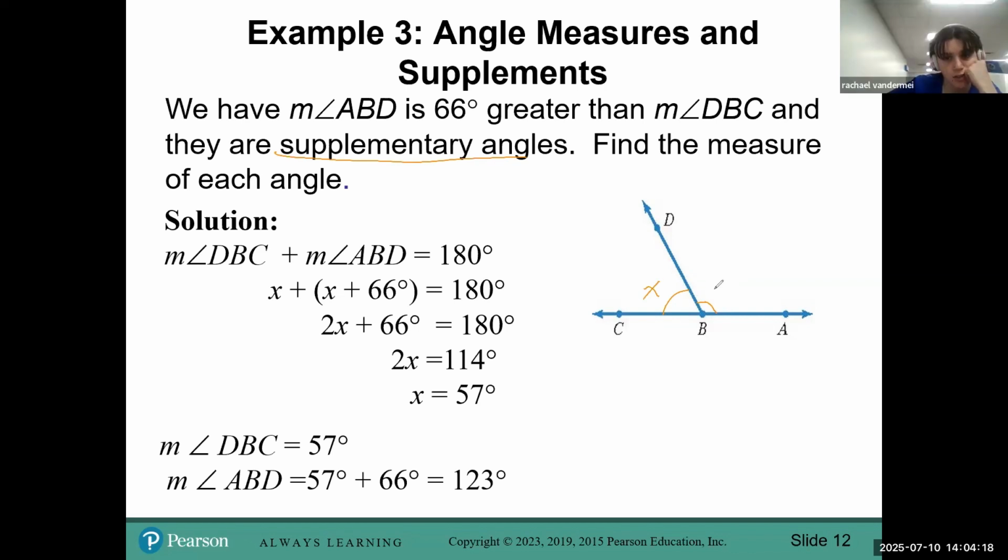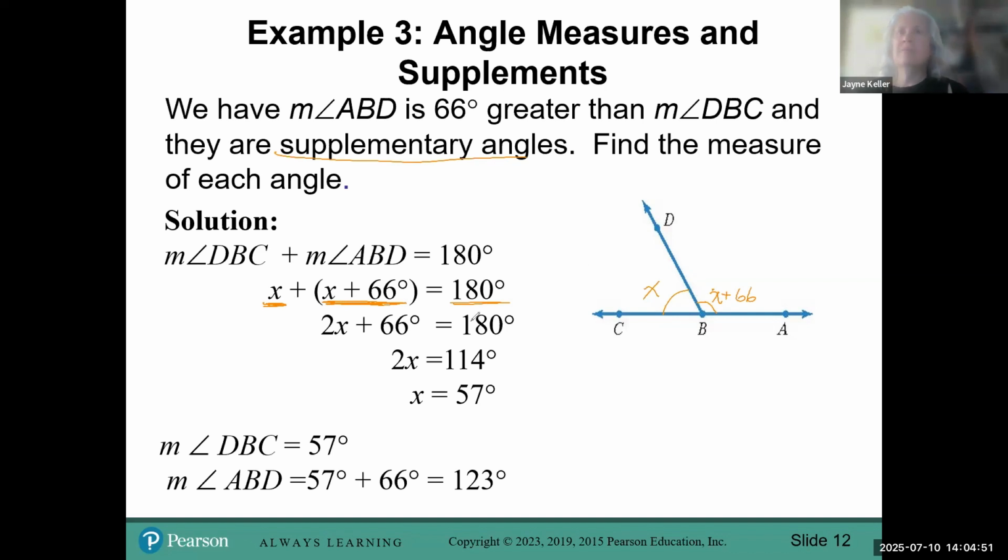If it's 66 degrees bigger, that means whatever the other one is, I have to add 66. Yeah. And I know that this angle and this angle add up to 180, so I can create this equation here. This is the smaller angle we said was X. This is the bigger angle that's 66 degrees bigger, and they have to add up to 180. So now we have an algebra equation we can solve.